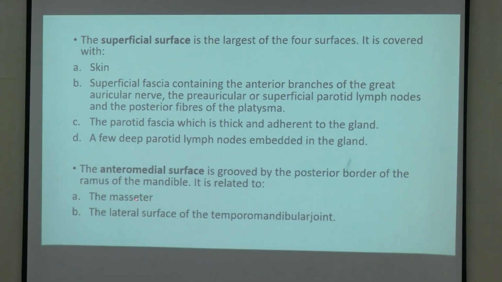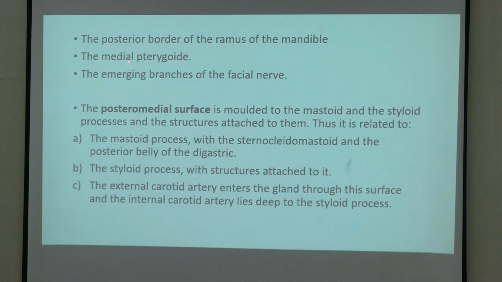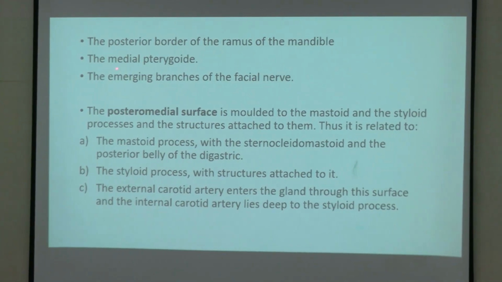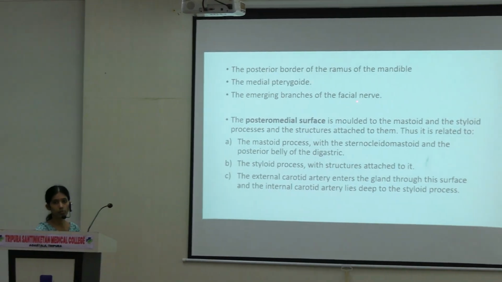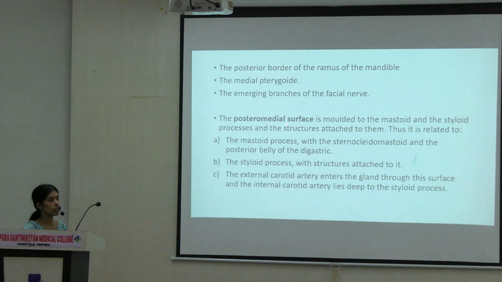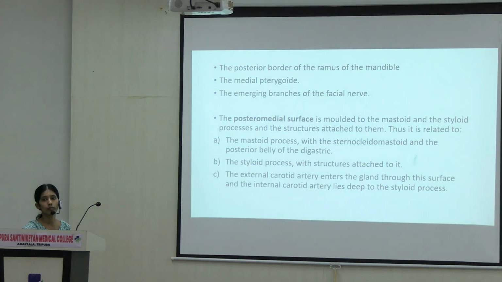And the anteromedial surface, it is related to your masseter muscle, lateral surface of the TMJ, the posterior border of the ramus of the mandible, medial pterygoid muscle, and also to the emerging branches of your facial nerve. The last one is posteromedial surface. It is related to mastoid process, styloid process, external carotid artery and internal carotid artery. You have to remember four names here: mastoid process, styloid process, external carotid artery and internal carotid artery.